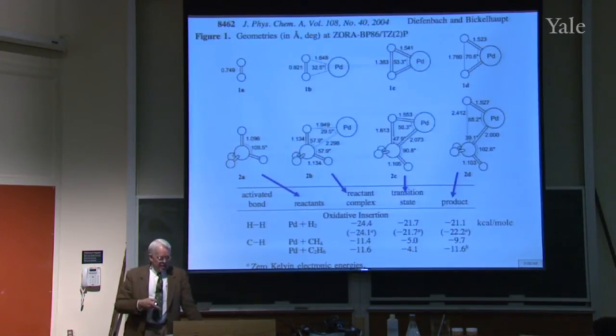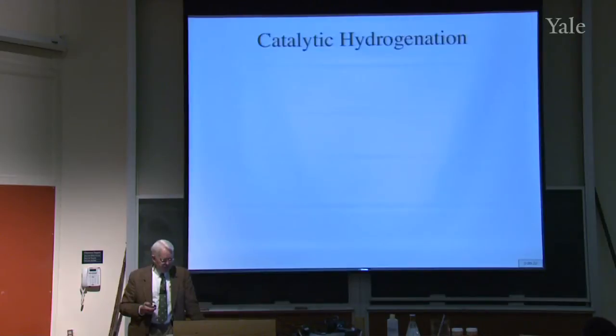Now here's a calculation certainly better than the previous one. It was published in the Journal of Physical Chemistry in 2004, and it shows the same thing: palladium approaching hydrogen above, palladium approaching methane below. And again, I don't think that these are great numbers probably, but it gives you the idea of what I showed on the previous slide and some specific geometries.